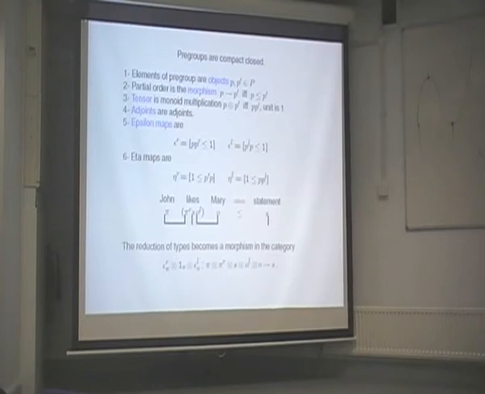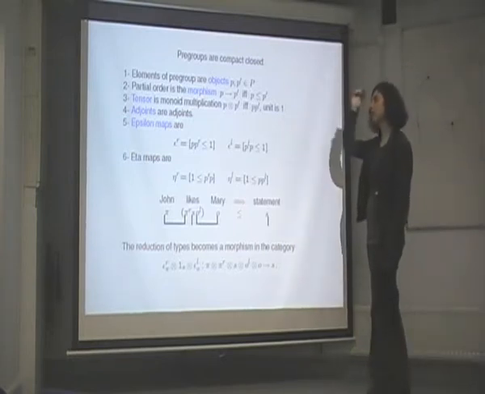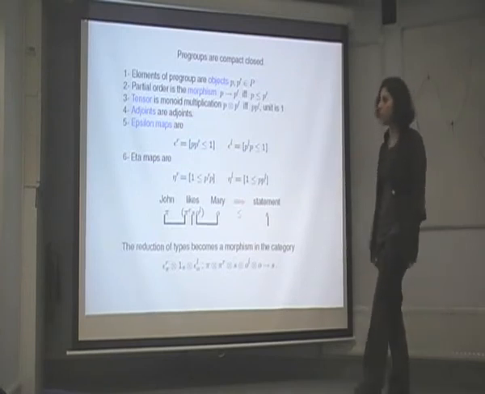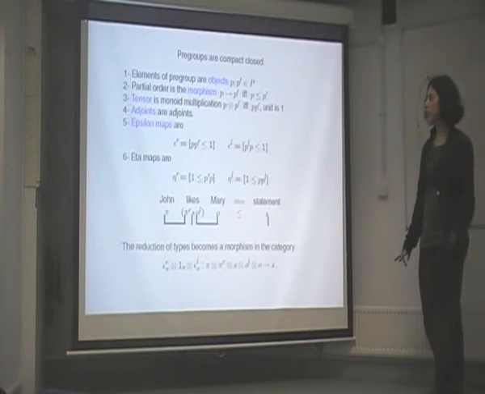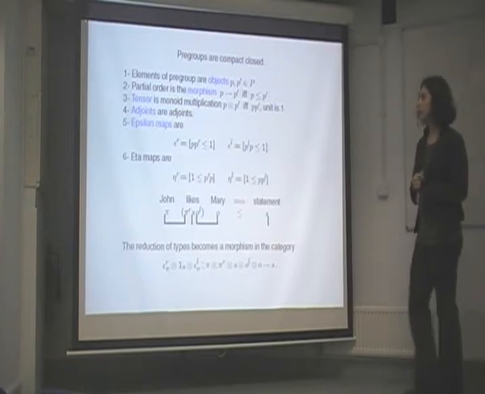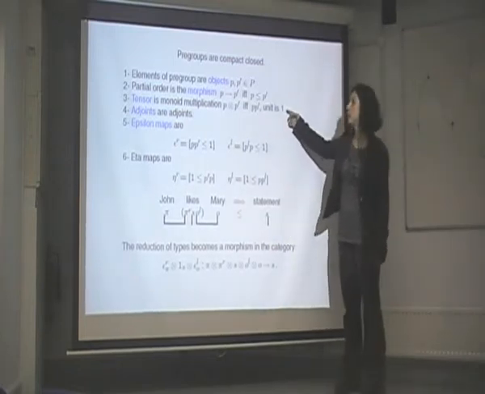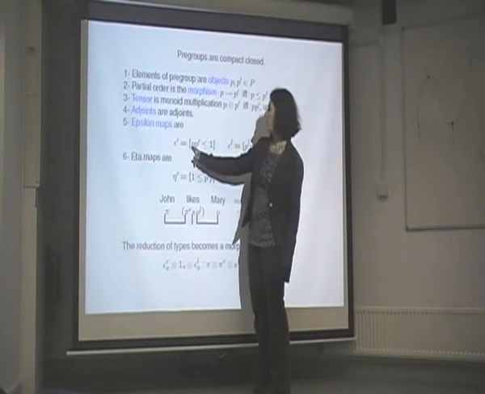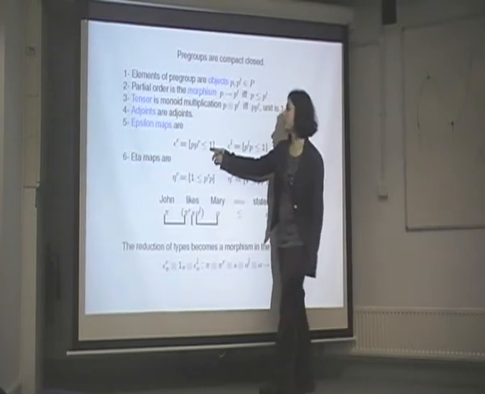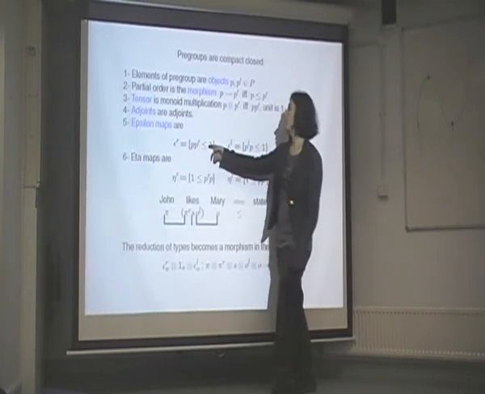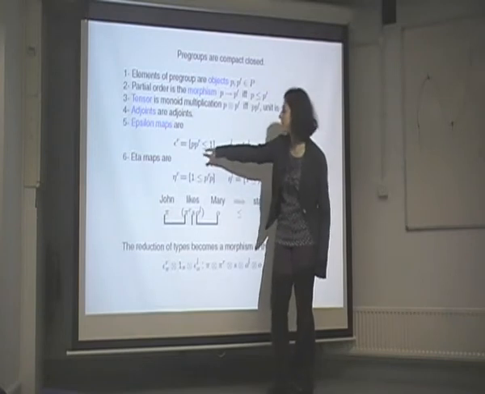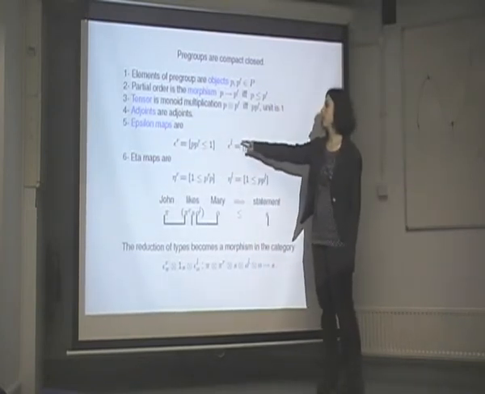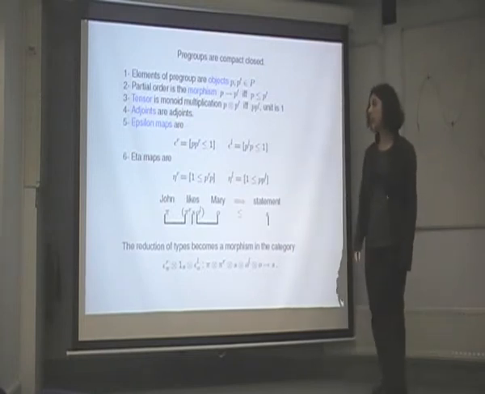And pregroups are compact closed categories. The elements of your poset are the objects of the category. And the partial order is the morphism, so there's at most one arrow between any two objects. I think this is called what? A thin category? Small, thin. The tensor is the monoid multiplication and the unit is the unit. Adjoints are adjoints. And the epsilon maps now are that if you post-compose the right adjoint, you stay less than one. So here's your map. If you stay less than one, you say this is less than this, so there is an arrow between this and this. Similarly for the left adjoint and two for the etas.